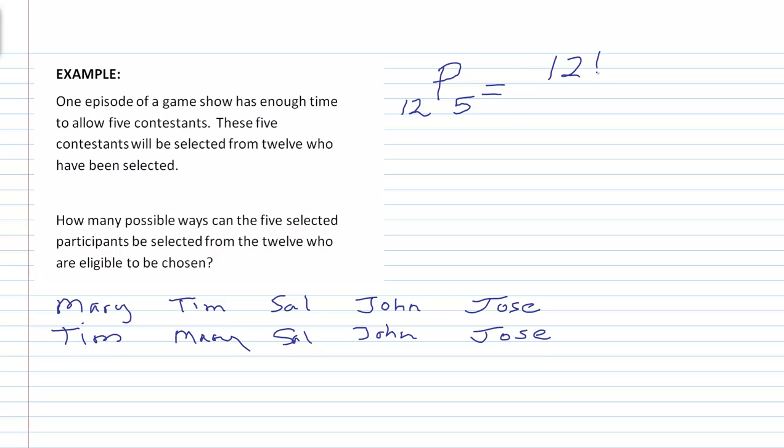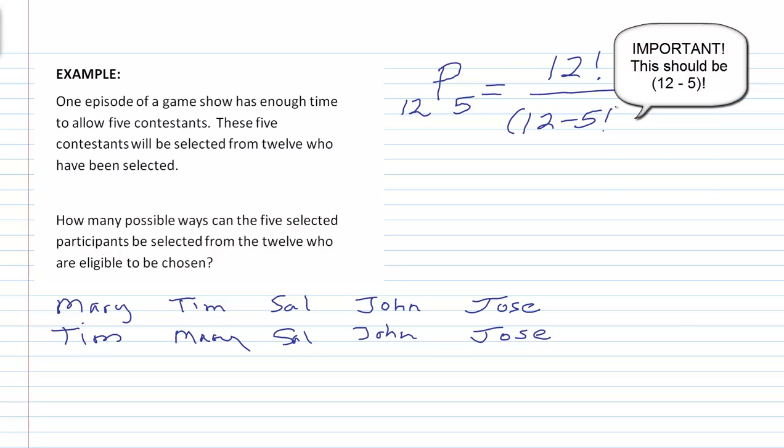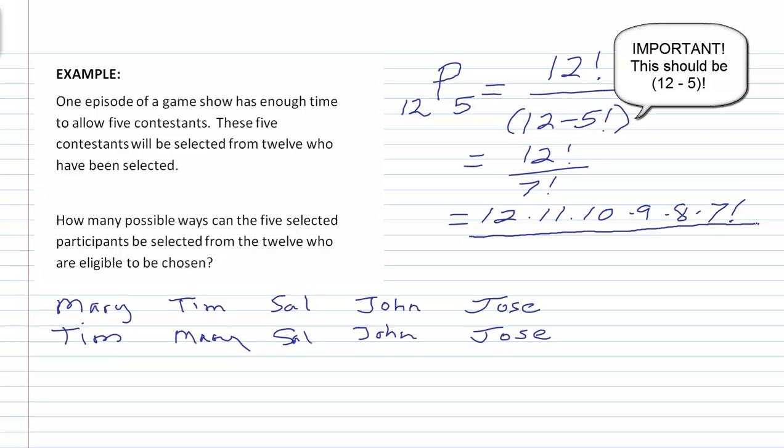12 factorial over 12 minus 5 factorial. That's 12 factorial over 7 factorial. That's 12 times 11 times 10 times 9 times 8 times 7 factorial. I'm not going to write 7, 6, 5, 4, 3, 2, 1 because I want to divide that out with the 7 factorial in the denominator. And now you can see why that shortcut formula works. Because look what we have here. We have 5 selections to make.